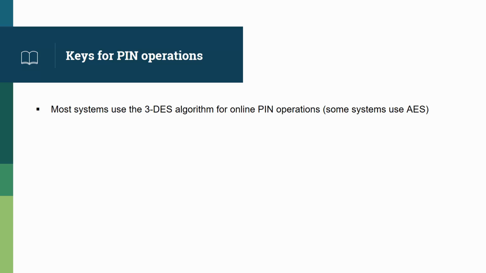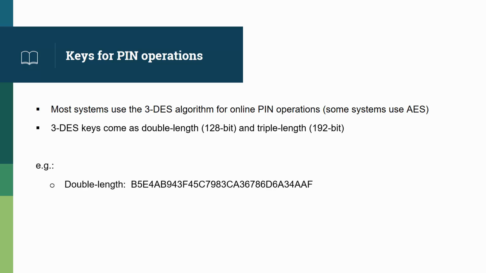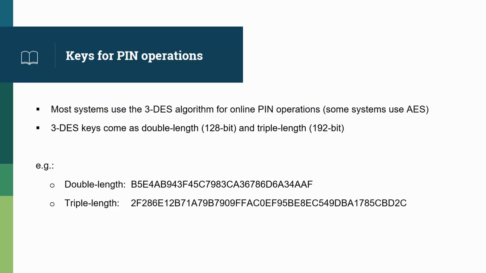But first, let's take a little detour and talk about the kind of keys that are used for PIN operations. Most systems use the triple DES algorithm for online PIN operations, and some systems use AES. Triple DES keys come as double length, which are 16-byte or 128-bit long, and triple length, which are 24-byte or 192-bit long. Here is an example of a double-length triple DES key. And here is an example of a triple-length triple DES key. So that's the kind of key that you can expect to find when you deal with online PIN.